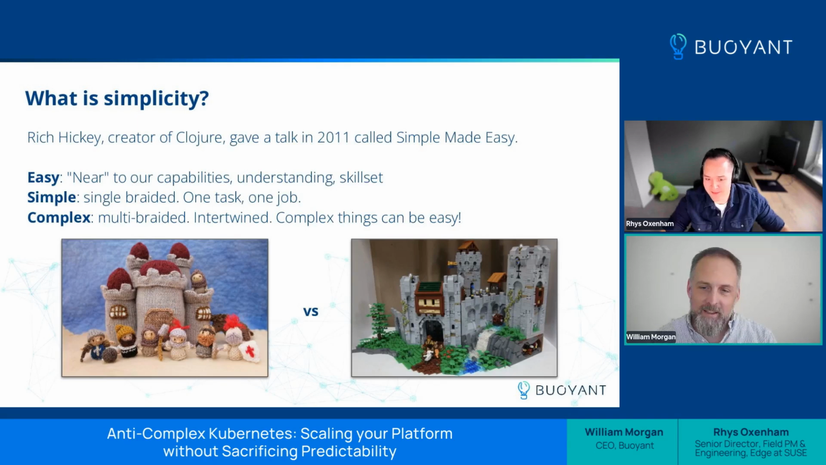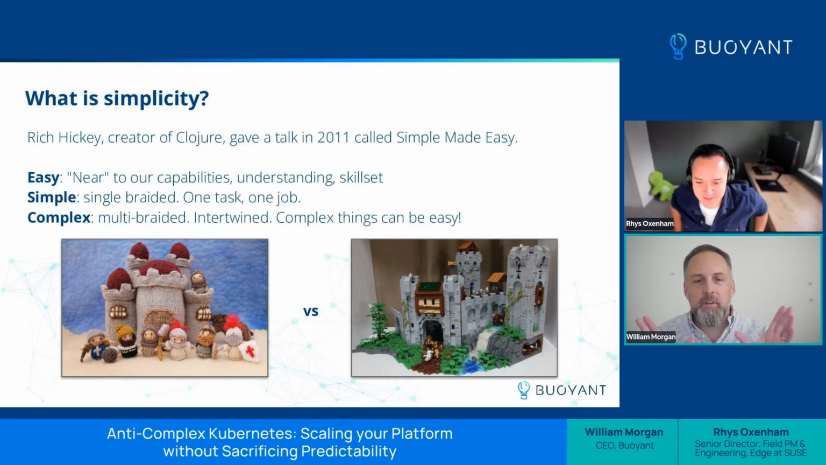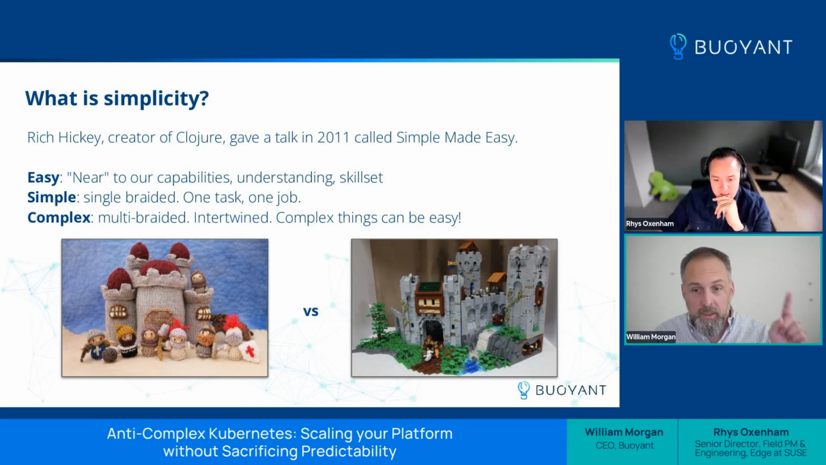Right. Yeah, exactly. So that gives us an idea of what it means for software to be simple. It's not just you click a button and it goes. It means you've got to be able to pull it apart. You've got to be able to modify it. It needs to be built of components.